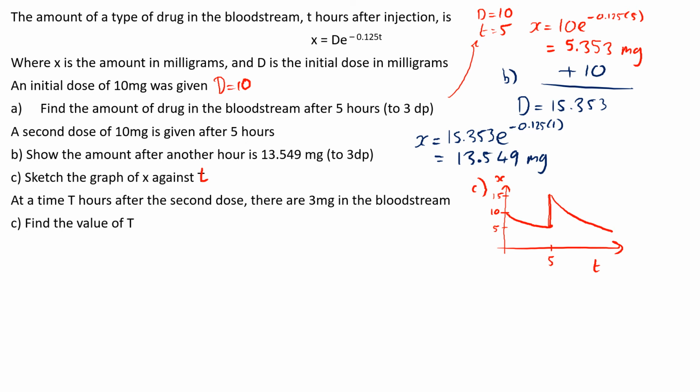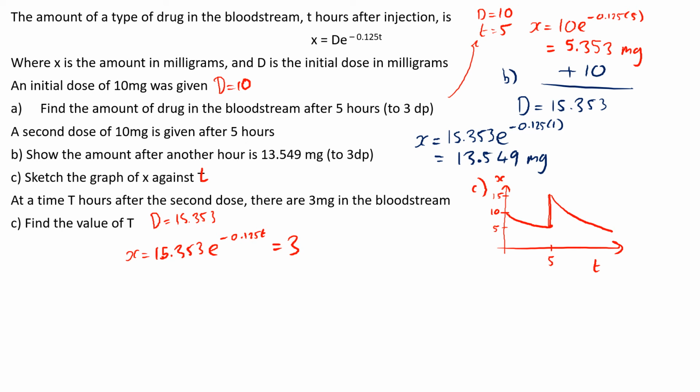Okay, so at t hours after the second dose, there are 3 milligrams in the bloodstream. I want to find the value of t. So we're going to take what we said before. We're still using the initial dose of 15.353, and we want to find the value of t. So we're going to say that x is 15.353 e to the minus 0.125 t, and that is equal to 3. And we want to try and solve this.